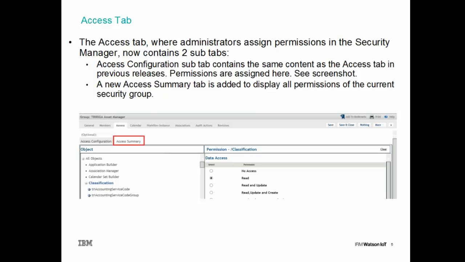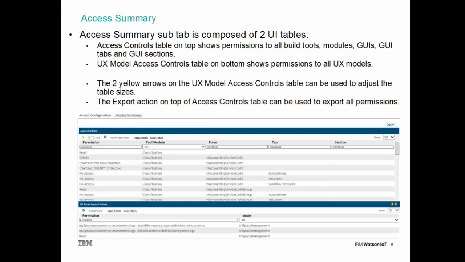Now let's drill into the Access Summary tab. As you can see, there are two UI tables in the Access Summary tab: an Access Controls table and a UX Model Access Controls table. The Access Controls table shows all the regular permissions. That's the builder tool permissions, the module permissions, GUI permissions, GUI type permissions, and GUI section permissions. We call that the regular permissions. And the UX Model Access Controls table shows all the UX model permissions.